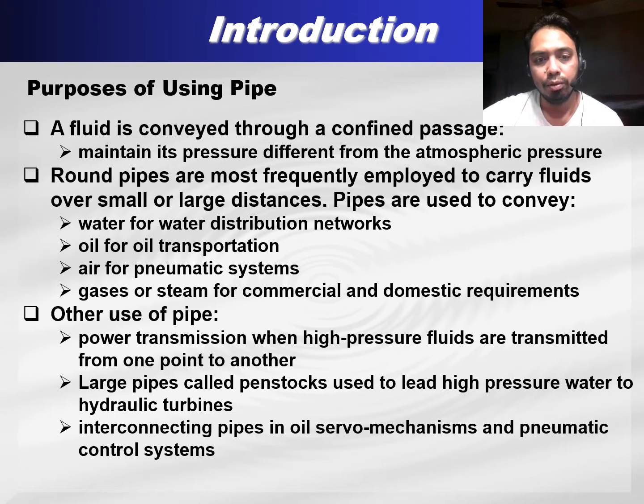And the use of pipe is also to transmit power, for example, like the previous pneumatic examples, and also the hydraulic one, from one point to another point. Large pipes called penstocks are used to lead high pressure fluid to hydraulic turbines, for example, for the hydraulic power plants. And then also to power servo mechanisms on the control system using the oil.